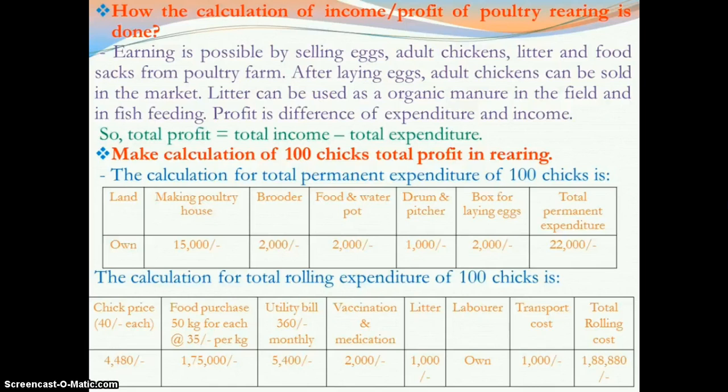The total rolling expenditure cost is 1,88,880. So that is rolling expenditure, and we have already found the permanent expenditure. So these are the expenditures for the farm for 100 chickens. The total expenditure of 100 chickens is total permanent expenditure plus total rolling expenditure, that is the addition of 22,000 and 1,88,880 taka. That is in total 2,10,880. Now let us see the income sources, or calculate the income of 100 chickens.